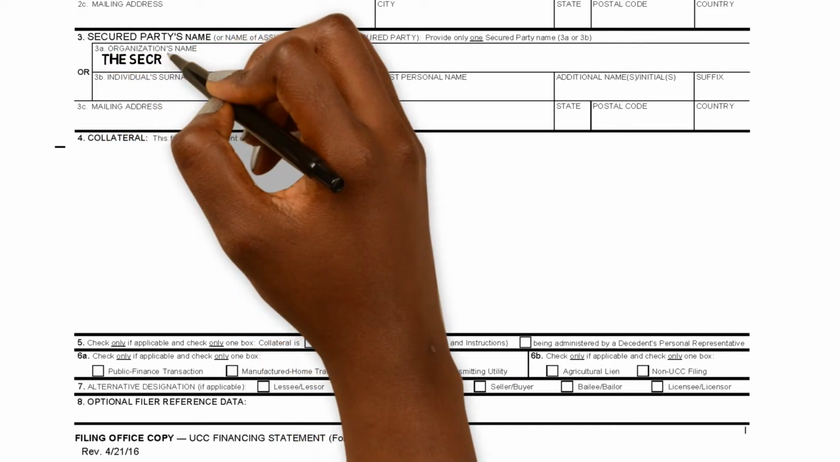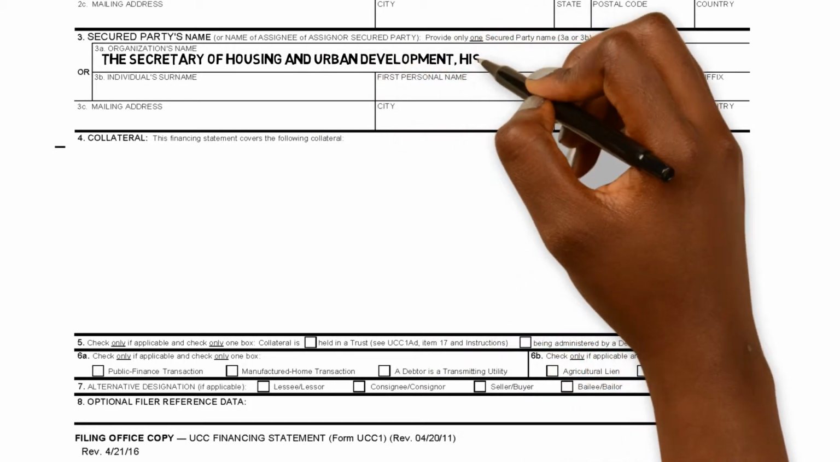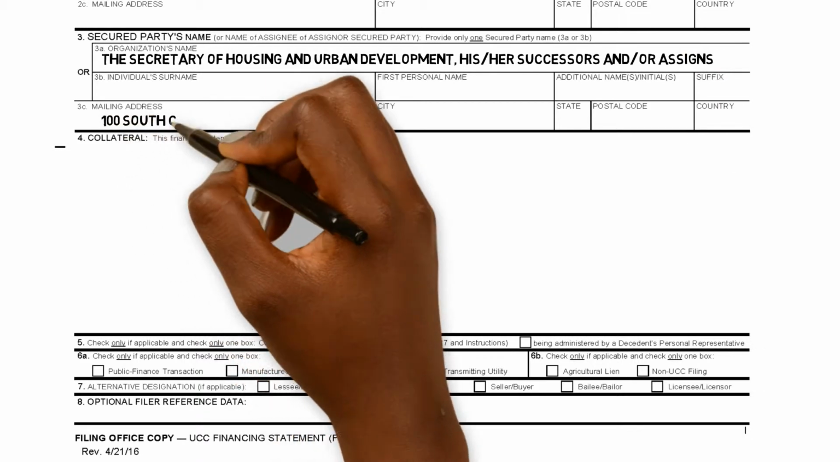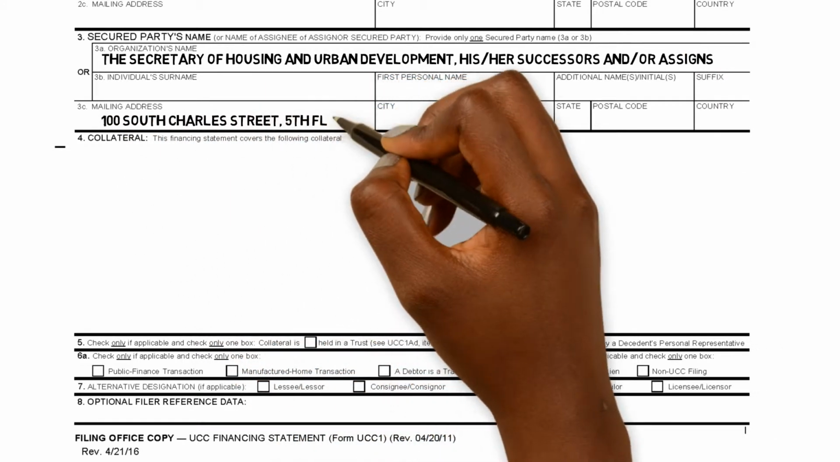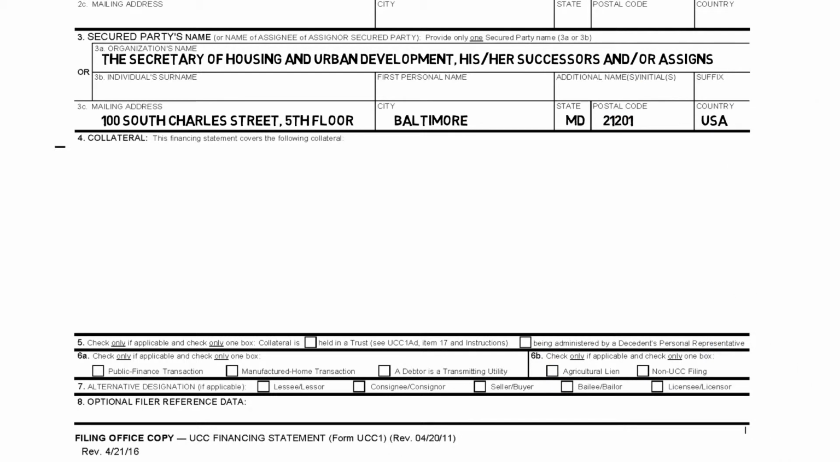Next, you'll need to provide information about the secured party, which is the Secretary of Housing and Urban Development, his/her successors, and/or assigns. Enter the relevant HUD field office's address in the space provided.